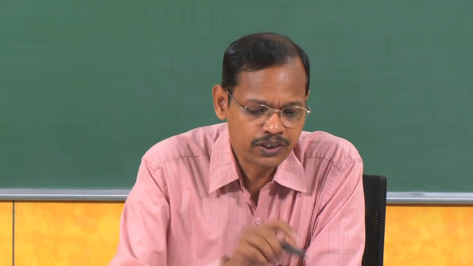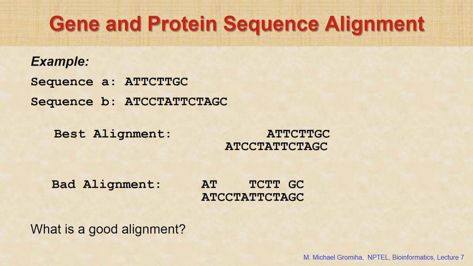For example, this is sequence A with 6 to 8 nucleotides, and sequence B is a longer one. There are different ways to align. For example, if I align this way or this way: here I put everything together on the right side, and in the second one I give gaps in between, here is a gap and here is a gap. So, which one is the best alignment, this one or this one? In the first one, if you look into the alignment, everything is at the right side and some of them are aligned properly. So, we say this is a good alignment.